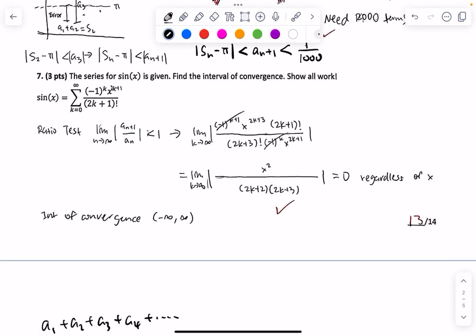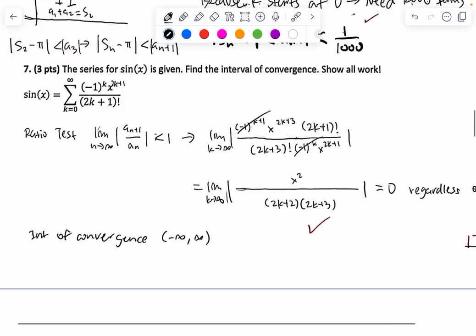Question 7. In class, we just went to the summary that sine x converges everywhere. But this wants us to prove that. And I think it's a really amazing proof because you actually get to see why sine x converges everywhere.